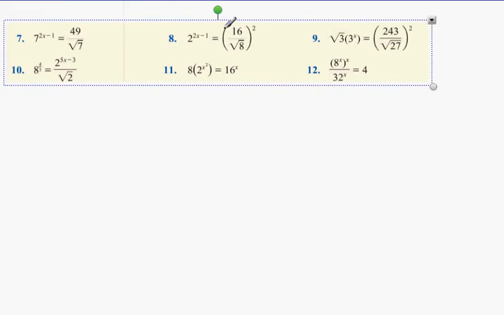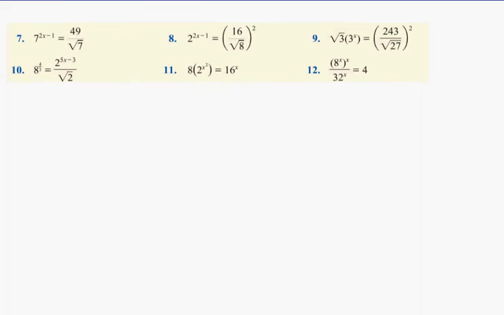Alright, we're going to do question 9 starting off. Now, the thing to remember at number 9 is to change all these numbers into powers of 3.